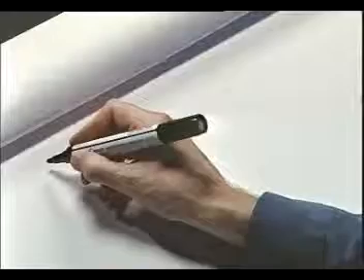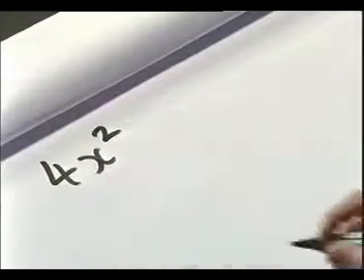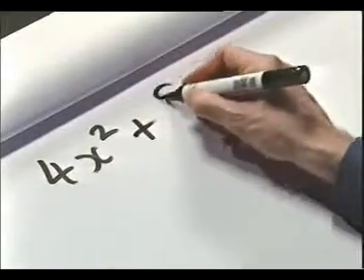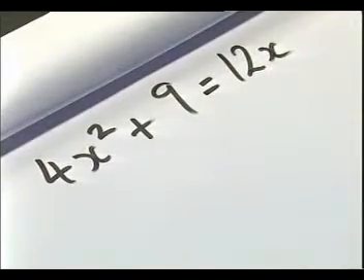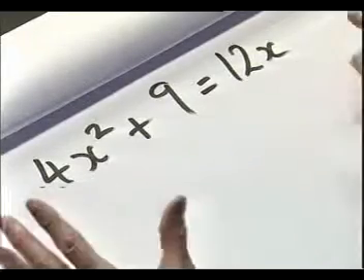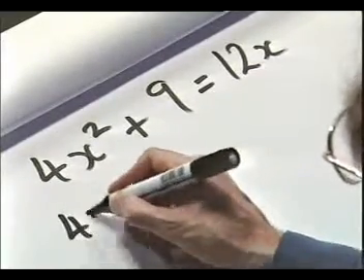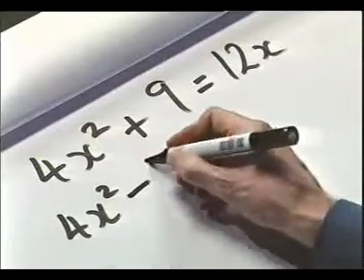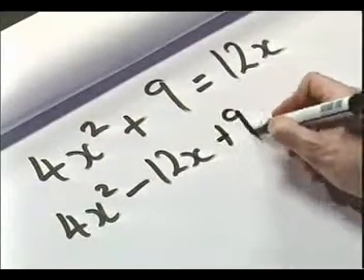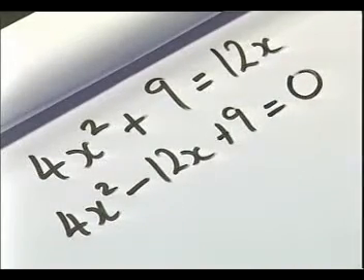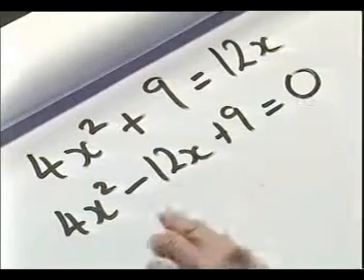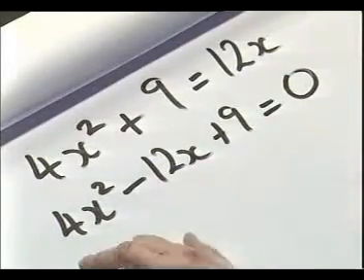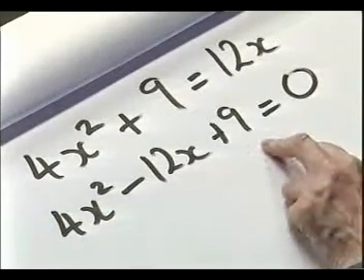Let's take another one. 4x squared plus 9 equals 12x. It doesn't say equals 0. So let's write it so it says equals 0. 4x squared minus 12x plus 9 equals 0. Check common factor. Something we didn't do in the last question, but then there wasn't one. But these numbers are a bit bigger, and there may just be a common factor there. But as we look, there is no common factor.